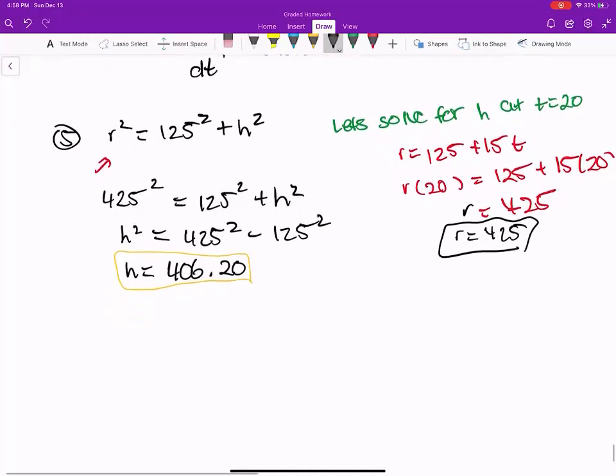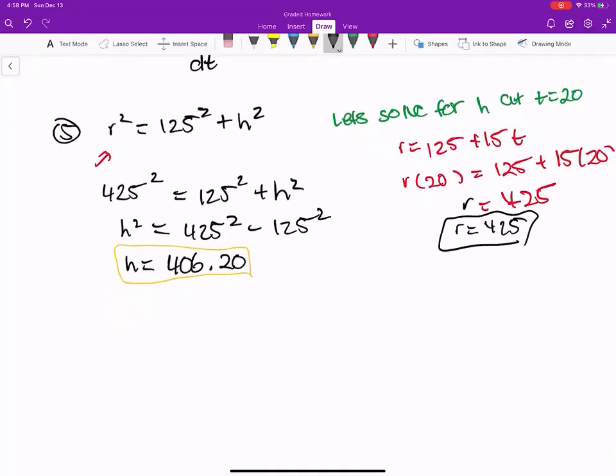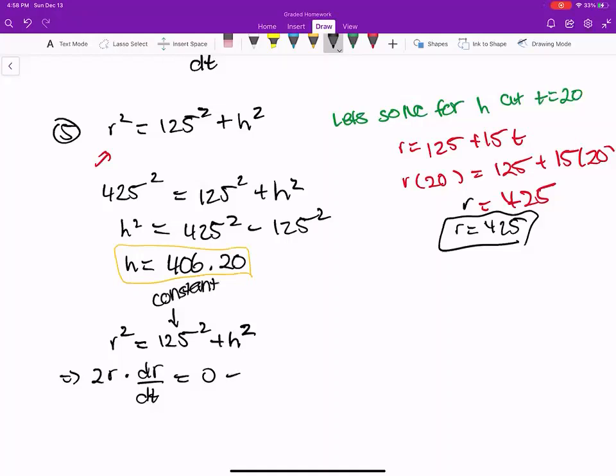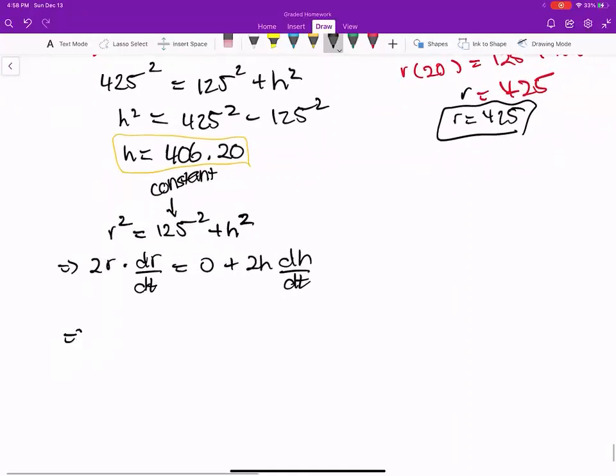Okay, now we have h. So go back to our original equation, r squared equals 125 squared plus h squared. Now we use implicit differentiation on both sides, so 2r times dr by dt, taking it with respect to t. You get 0 because 125 squared is a constant, plus 2h dh dt. We have all the values we need, and we can now solve for dh over dt.